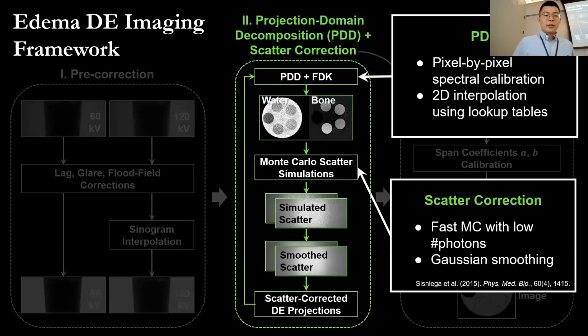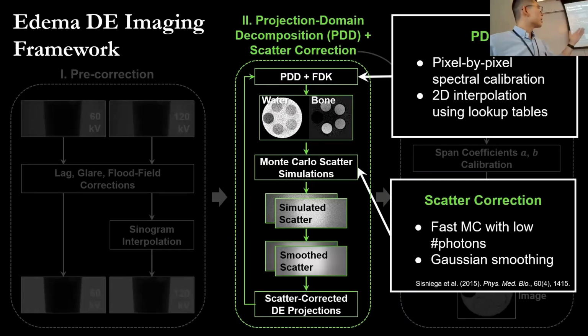For the scatter estimation, first we combine these two energy channels and run a projection domain decomposition to get the two material images. The way we do it is pretty standardized. We do this PDD, as we call it, where we first do a pixel-by-pixel spectral calibration. So we have a spectrum for each of the pixels across the detector.